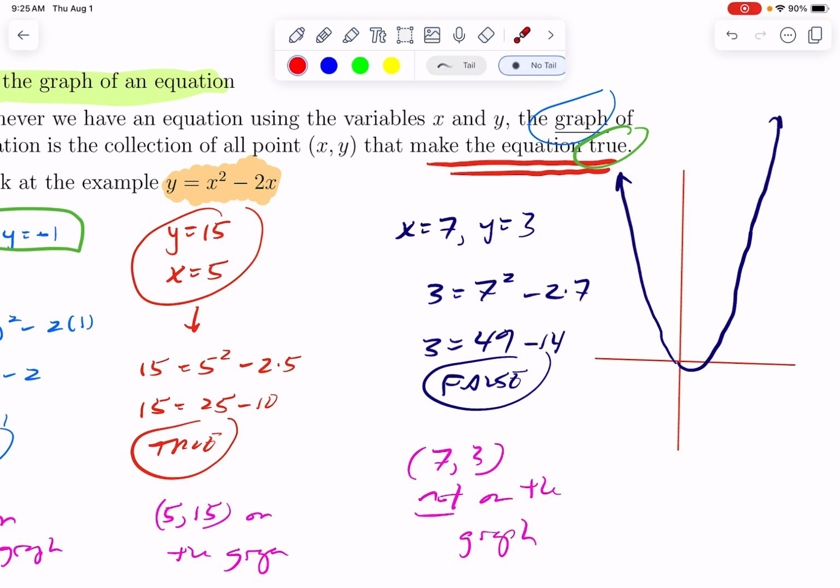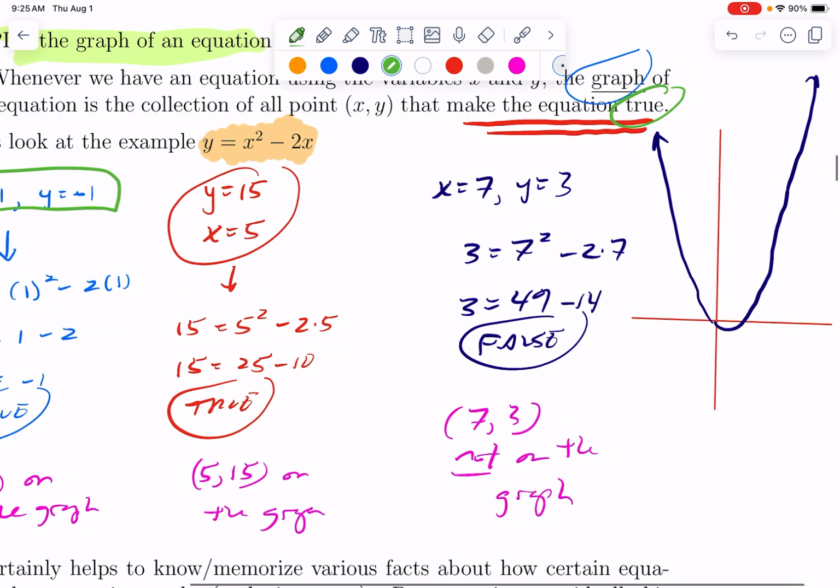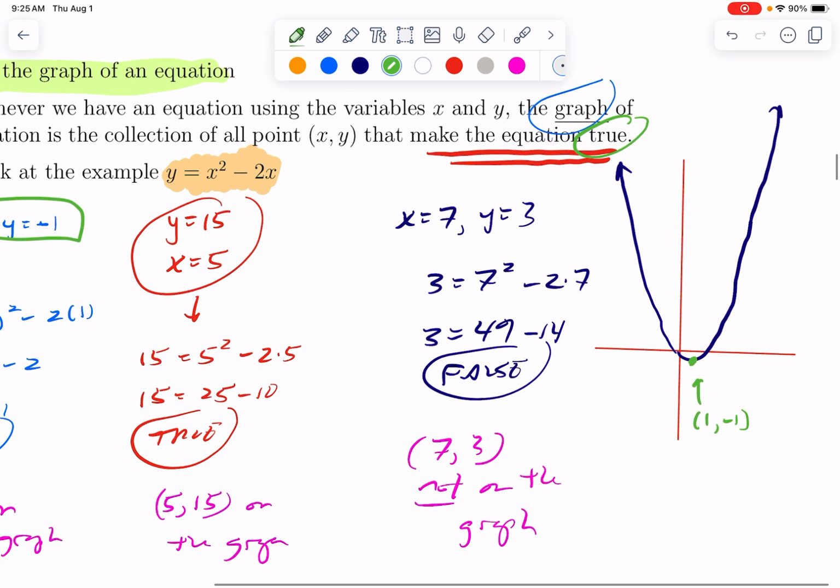There are infinitely many points on this parabola. We already know a couple of them. We already know that the point where x is equal to 1 and y is equal to -1 is on that parabola. We already know that the point where x is equal to 5 and y equals 15 is on the parabola. We can observe that the point where x equals 7 and y equals 3, that's not on the parabola.